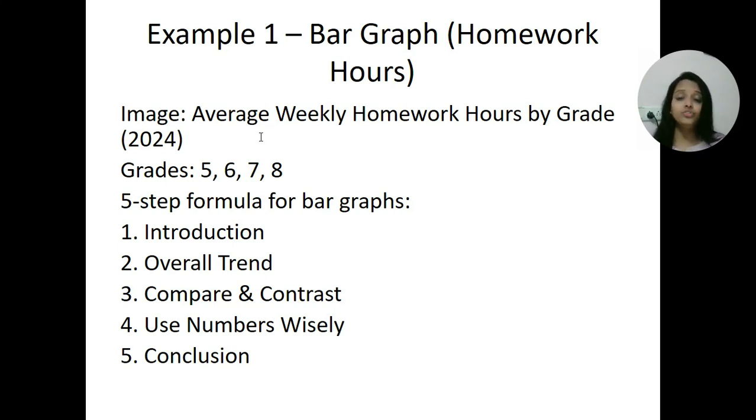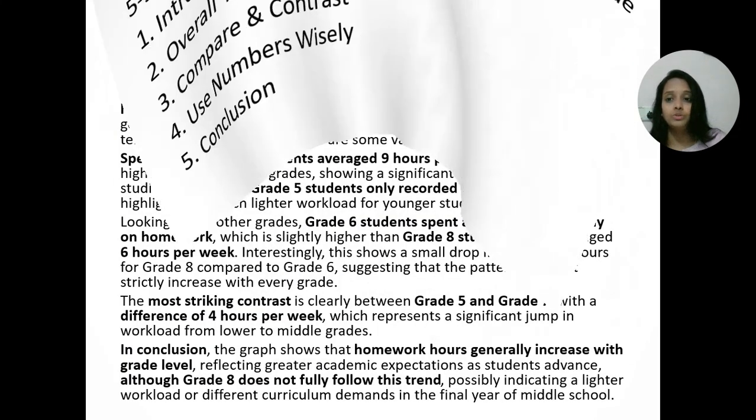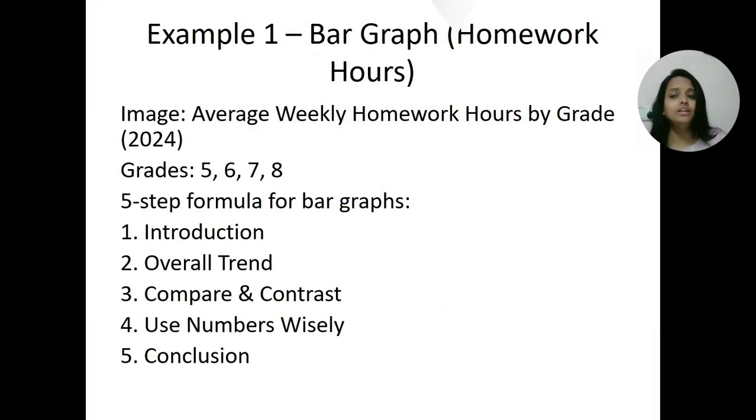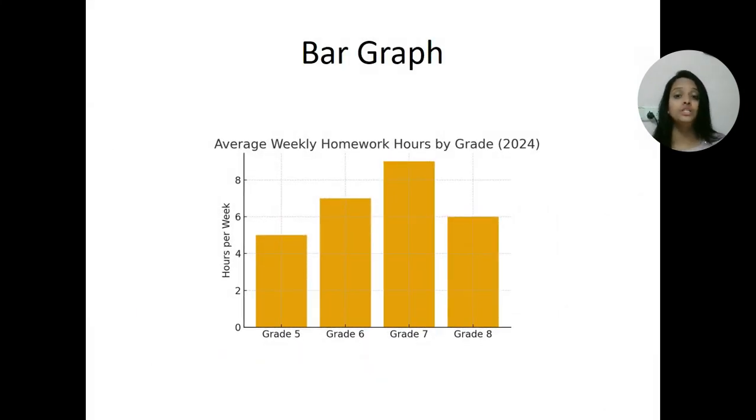The bar graph illustrates the average weekly homework hours for students in grade 5 to 8 in the year 2024. It provides a clear comparison of how much time students at different grade levels dedicate to homework on a weekly basis. Overall, we can see that grade 7 students spend the most time on homework, whereas grade 5 students spend the least. This indicates that generally, as students progress through school, the amount of homework tends to increase, though there are some variations along the way.